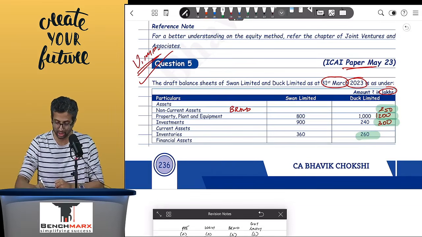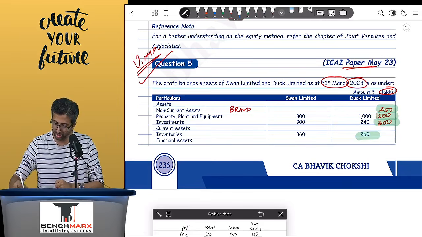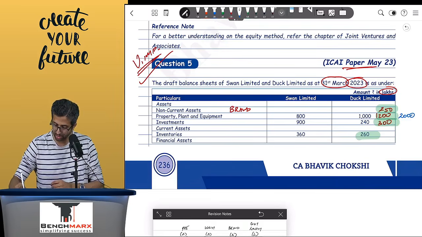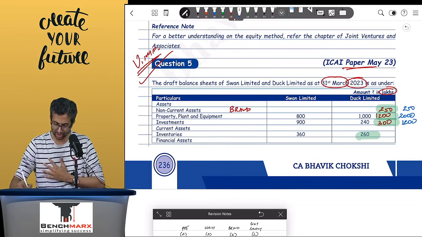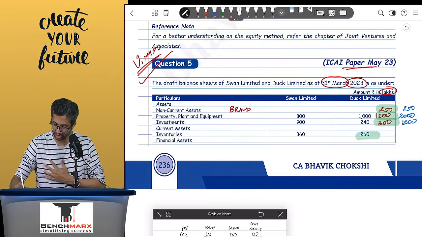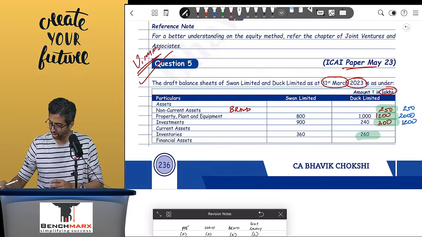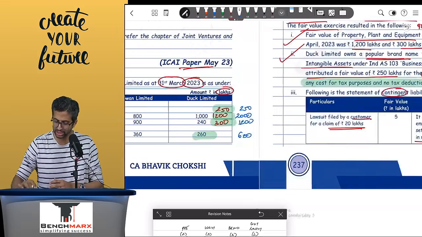So over here, if I were to prepare the consolidated balance sheet, there will be PPE, which starts at 800 and 1200, which is probably 2000, 900 and 300. This is probably, I think, 1200. Brand will separately appear at 250 rupees. No further adjustments, you will take them over. Obviously you will have to do the Schedule 3 format, but 360 and 260 will come to, let us say, 620 rupees.